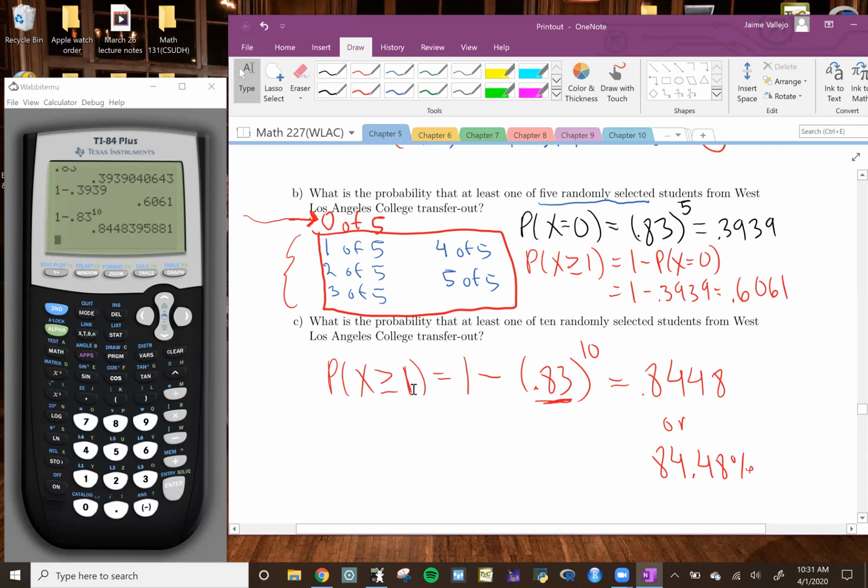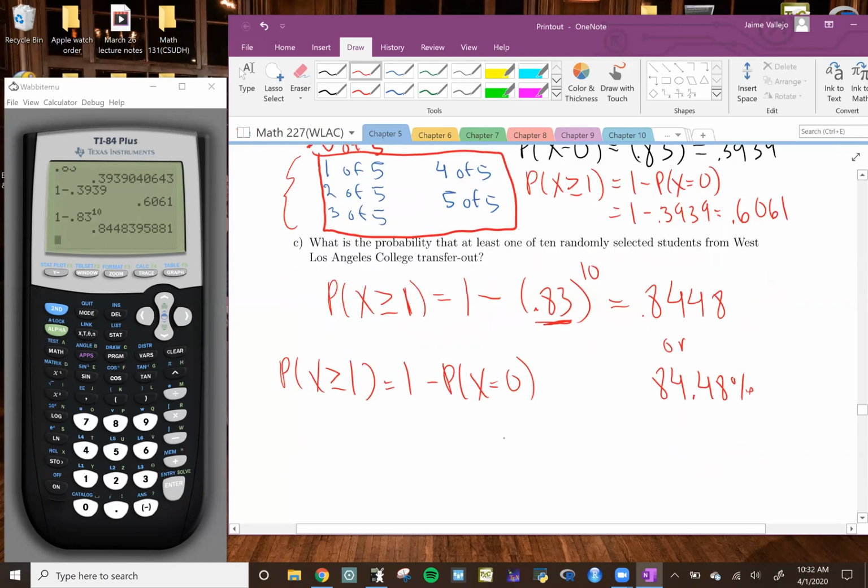Sweet. So anytime you have the phrase at least, pretty much it is saying that's the minimum, but it could be anything higher than that. And anytime you want to find at least one, you could always just use this, where you do 1 minus the probability that X is equal to 0.